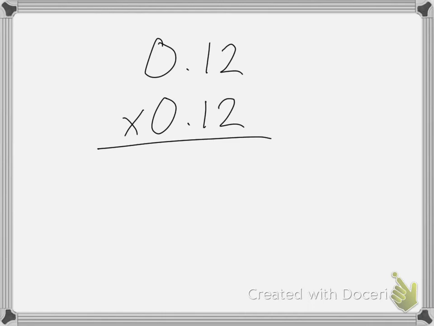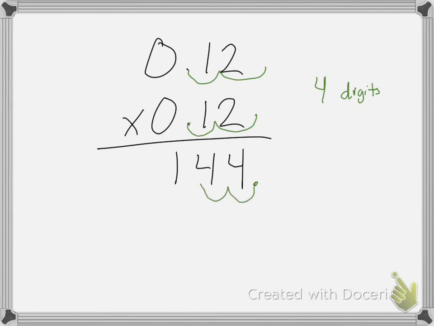Okay, do it again. 0.12 times 0.12. Well, I know 12 times 12 is 144. And then count the decimal places. 1, 2, 3, 4. So there are 4 digits to the right of the decimal. So starting on the right-hand side, we're going to count over 1, 2, 3, 4. Put my decimal place and put a 0 as a placeholder.